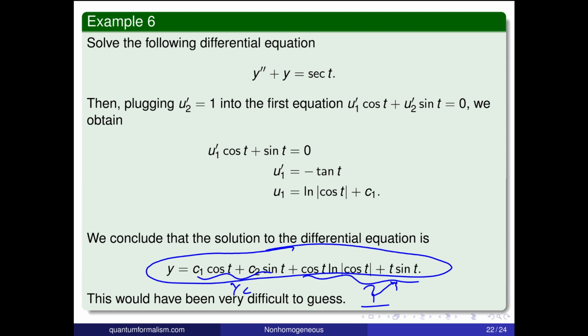All right, yeah, there's no way you would be able to guess this, right? This is not just guessing like a constant times secant t or like two trig functions. There's some kind of natural log of cosine here. There's no way, right? So guessing is not a good strategy for this one. So variation of parameters is definitely the way to go.